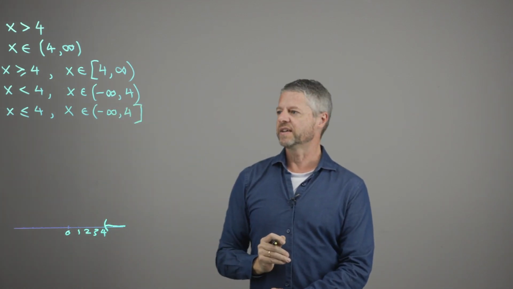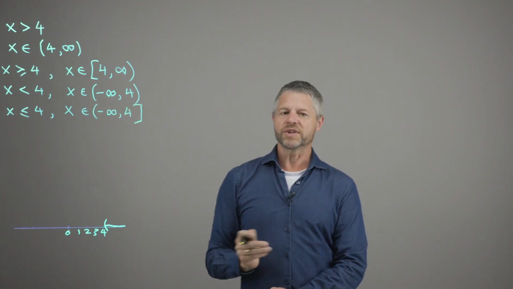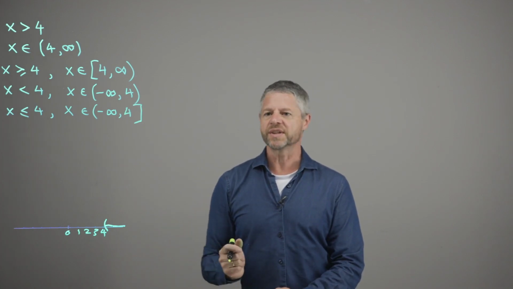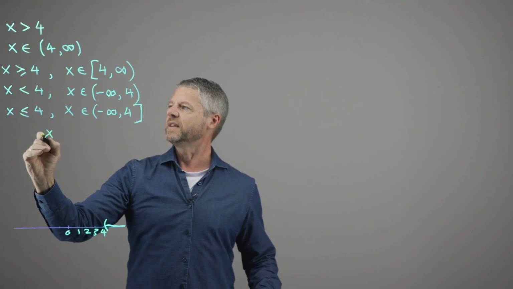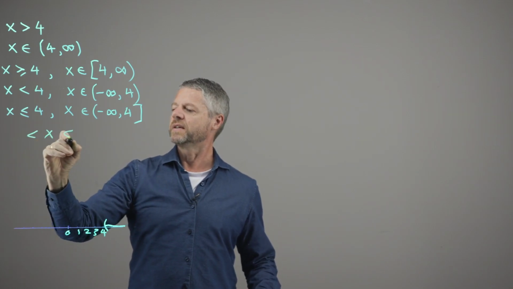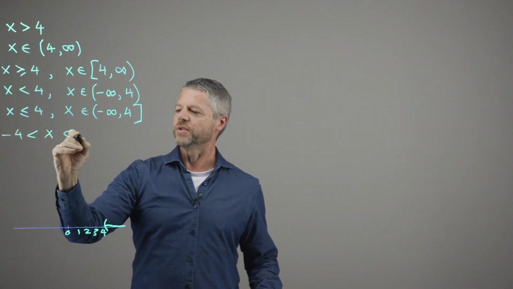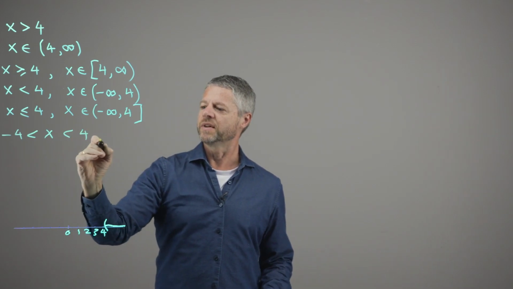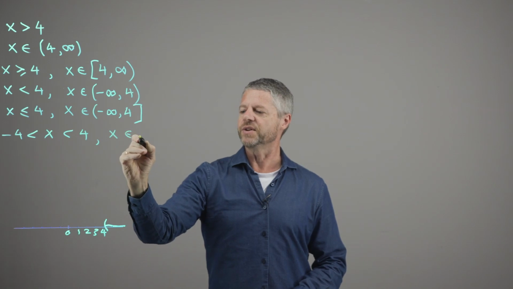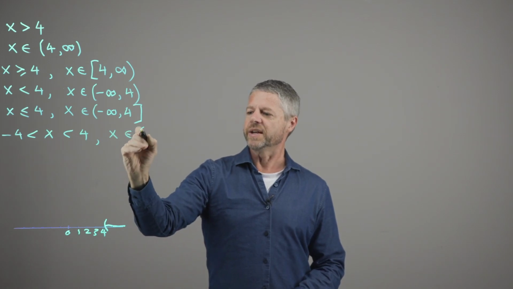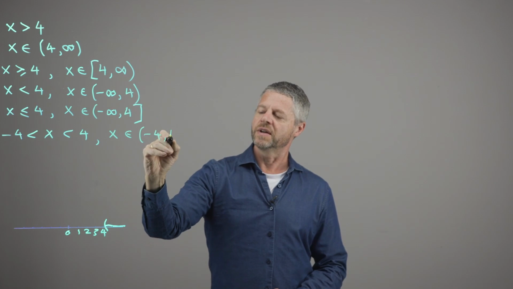And then we can also have what's called a continued inequality. So we could have x in between, let's say, minus 4 and plus 4. And so this would be represented using interval notation as x belongs to the interval between minus 4 and plus 4.